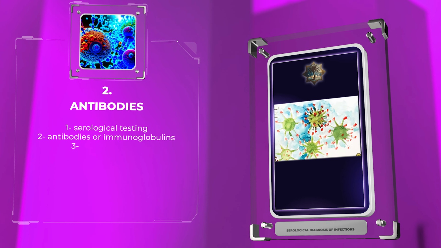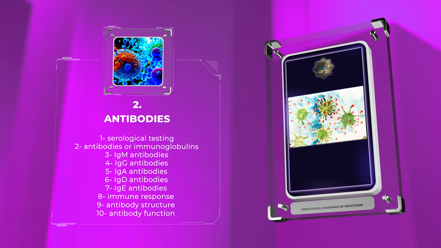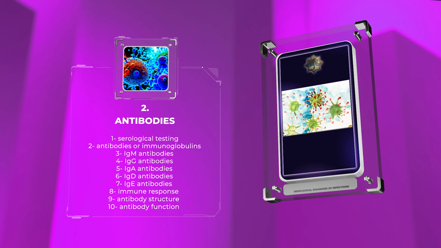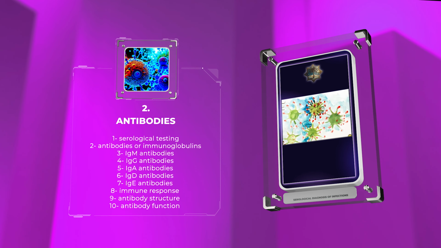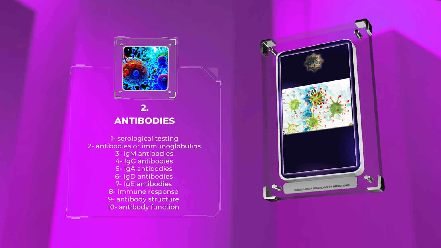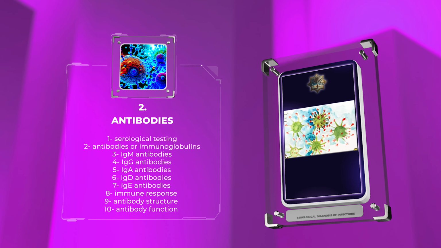In serological testing, antibodies or immunoglobulins play a vital role. Antibodies are produced initially during an infection, while Ig antibodies provide long-lasting immunity. Different antibody types, like IgA, IgD, and IgA, have distinct functions in the immune response. An accurate interpretation of serological test results requires a comprehensive understanding of antibody structure and function.